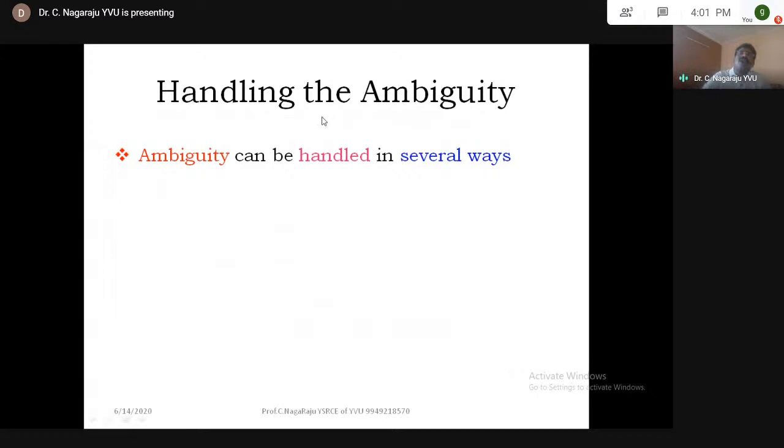So how to handle the ambiguity of the grammar? Ambiguity can be handled in several ways. One is to rewrite the grammar in the cleanest way. Whatever grammar is given, you rewrite that grammar clearly, as a new version of that grammar.